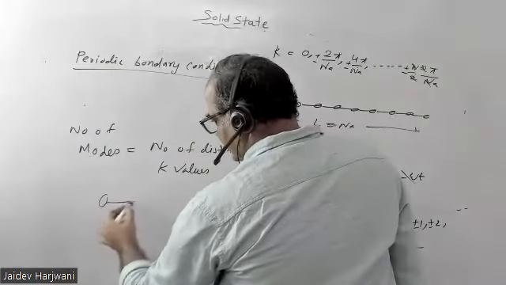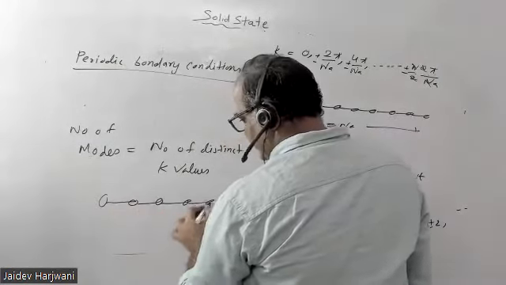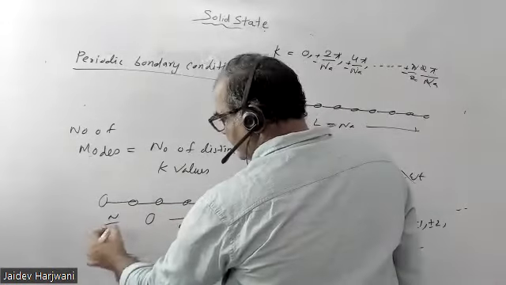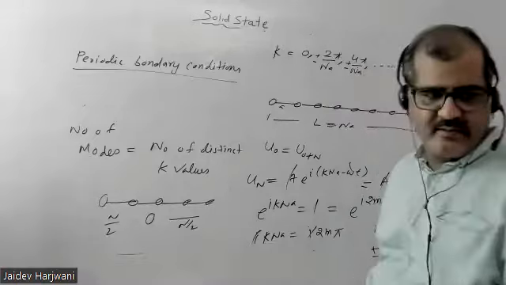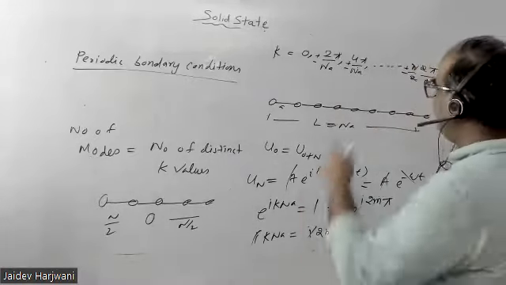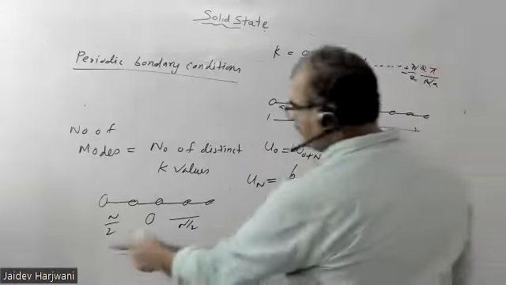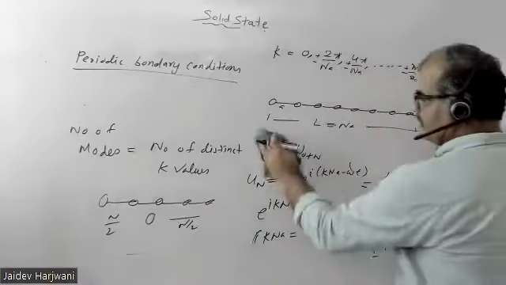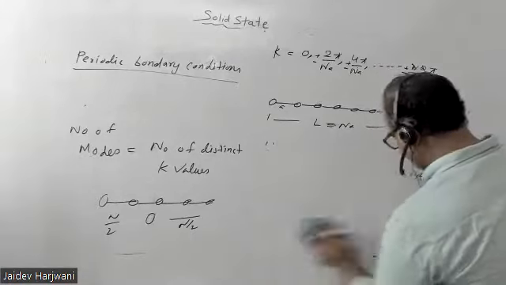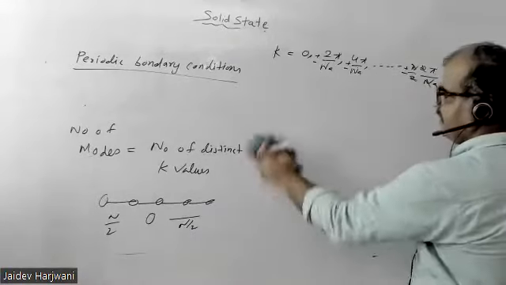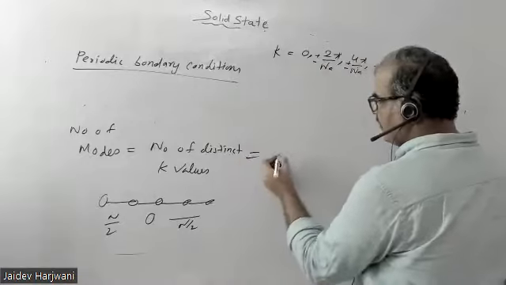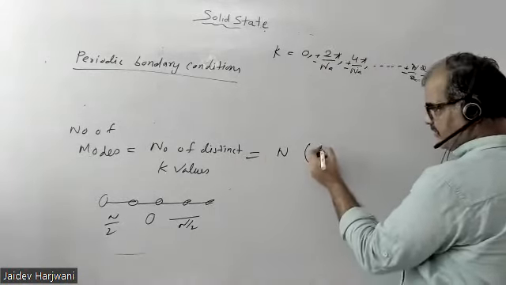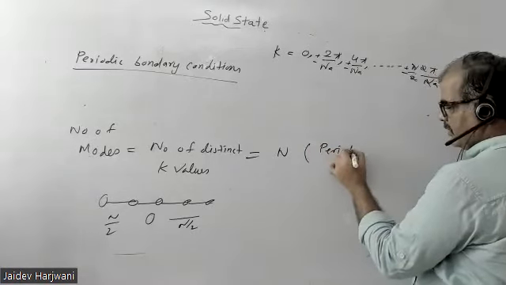Now in this case, what is happening? I have a 0 here, n by 2 atoms this side, and n by 2 atoms at this side, because this is a periodic wave. So total number of modes is n by 2 plus n by 2, which is n. Total number of modes is again n. Earlier we were getting number of modes equal to n minus 1. Now here the number of modes is equal to n. This is in periodic boundary conditions.